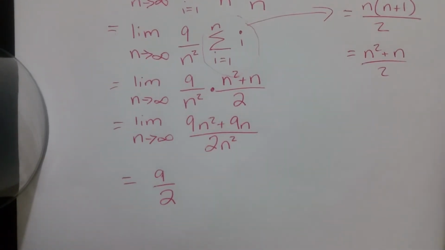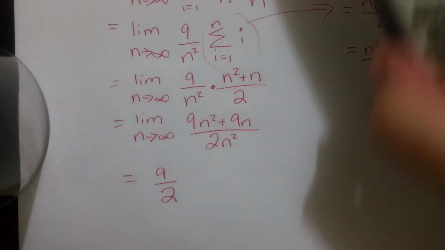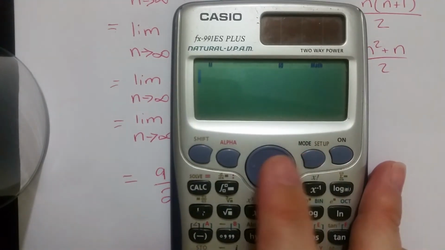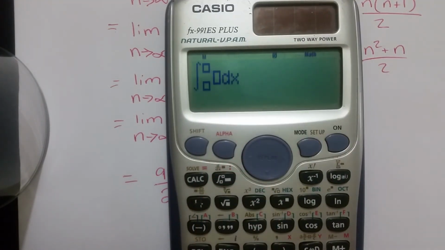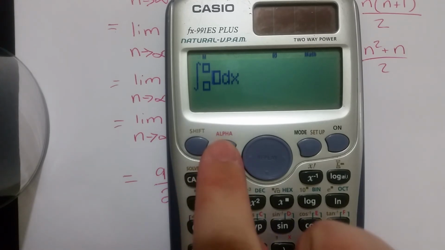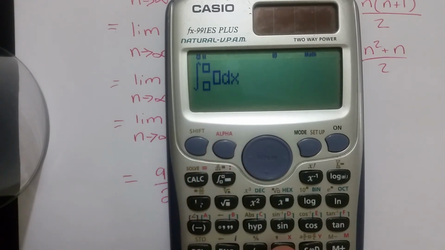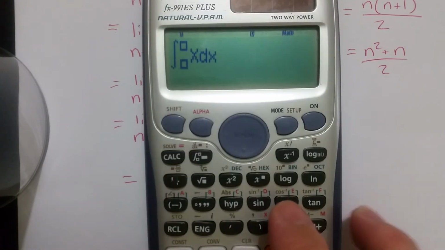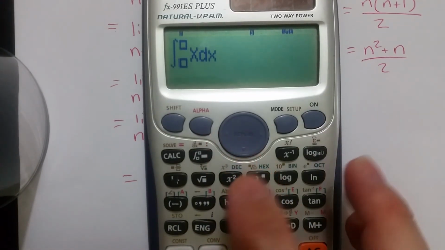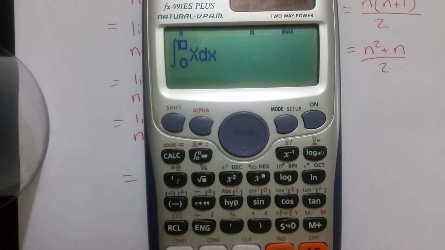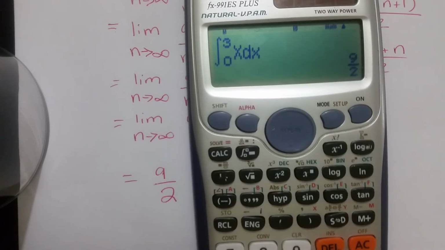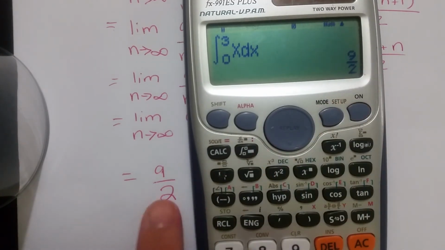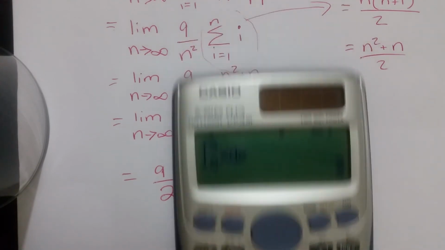Now this kind of question, I recommend we check our answer in the calculator, because we learned that the calculator can actually do these for us. So I'm going to do alpha and then this bracket so that I can get an x, and in this case I'm going from 0 to 3. So that's the original question. And I just want to check. I got 9 halves here, I got 9 halves here, so I know my answer is correct.